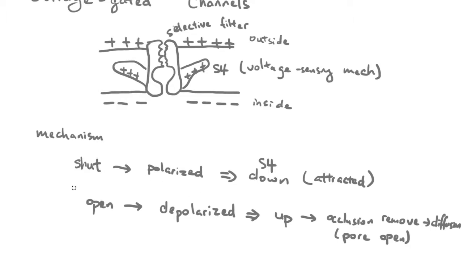So the key thing to understand why the S4 wing goes up and down is because mainly of the attraction and the repulsion of the charges of the wing and the charges. So when it is polarized, the S4 will be attracted towards the negatively charged inner surface of the membrane. So its position will be downwards. But when the membrane is depolarized, the S4 will move upwards because of a positively charged inner surface membrane.